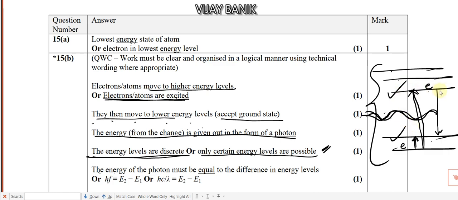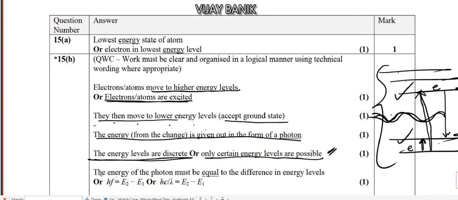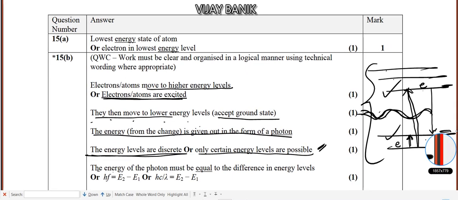For example, let's say the electron is coming from this energy level to this energy level. In that case, the energy of the photon is equal to the energy of this, which is, let's say, E2, and the energy of this, which is E1. So therefore the energy of the photon is E2 minus E1.